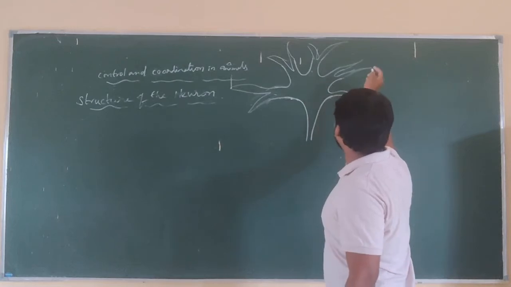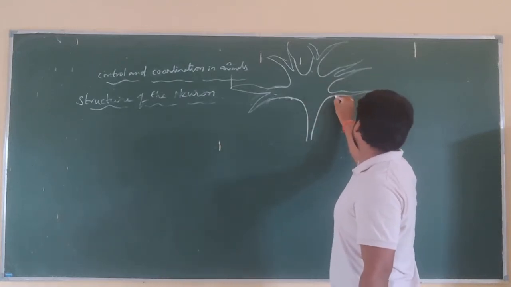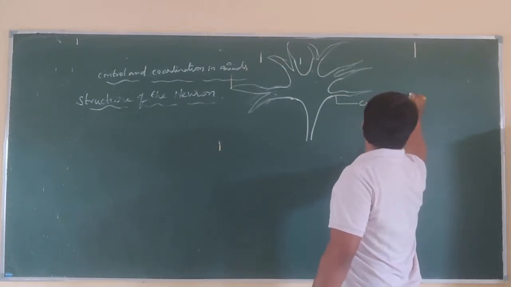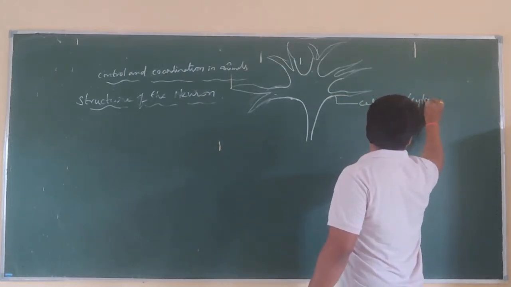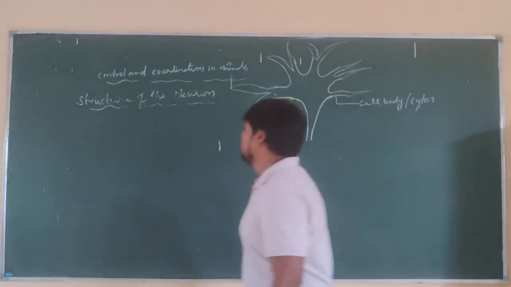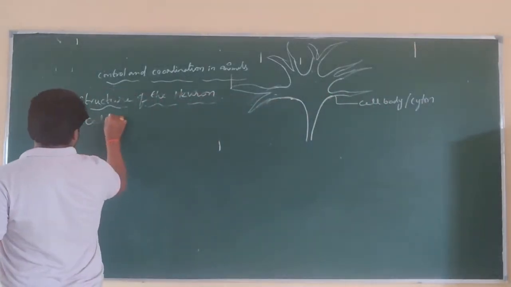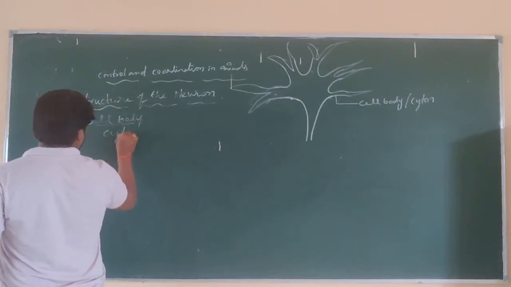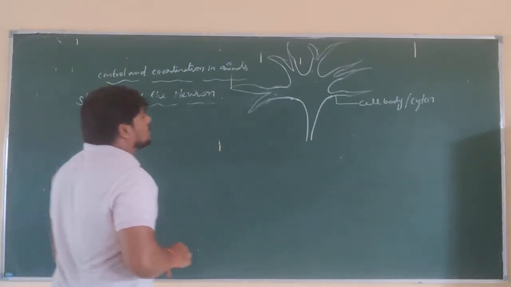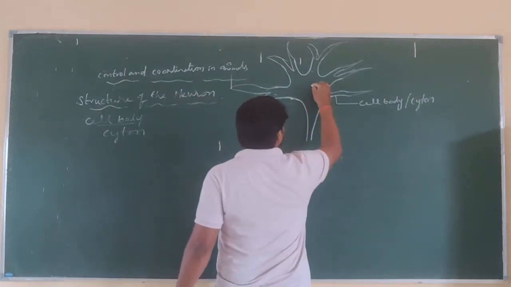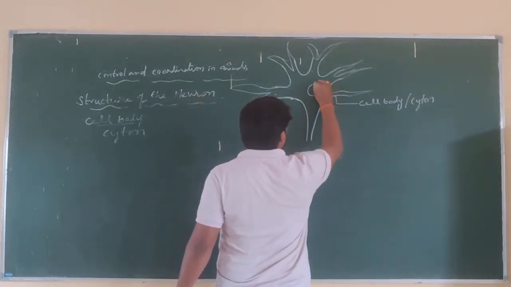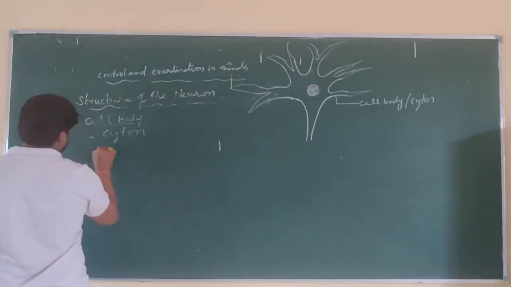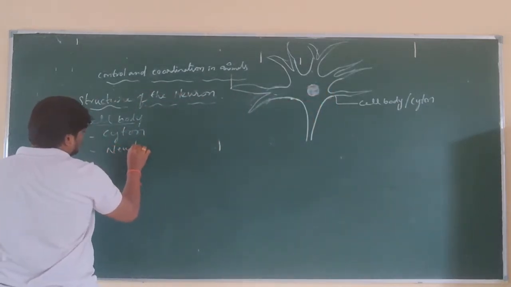So what are the parts which are formed? The first part is the cell body, also called cytosol. The cell body consists of, in the center, a nucleus.